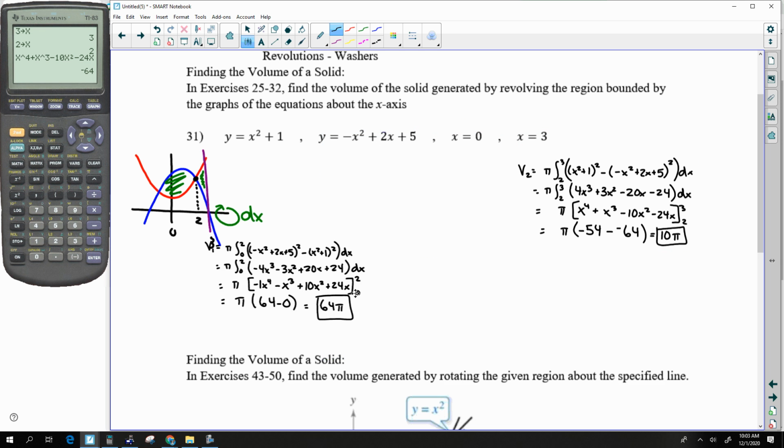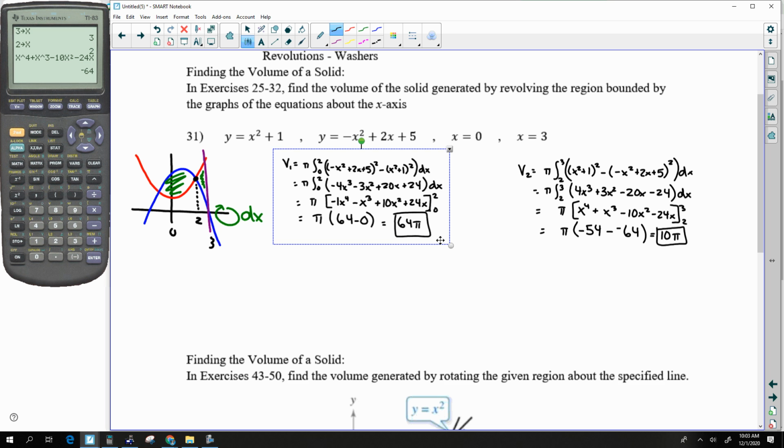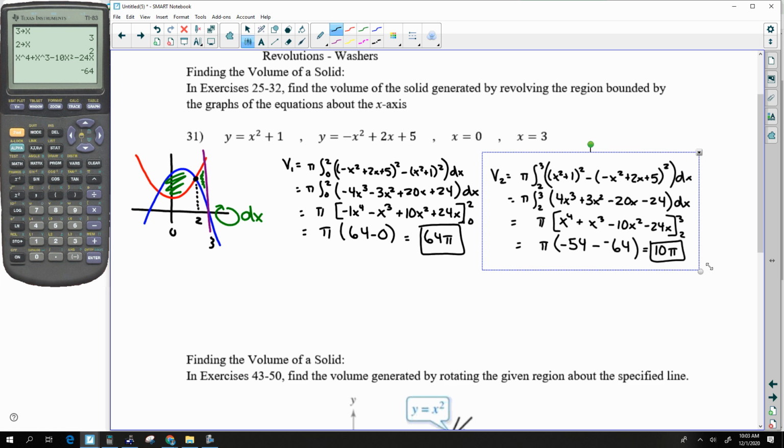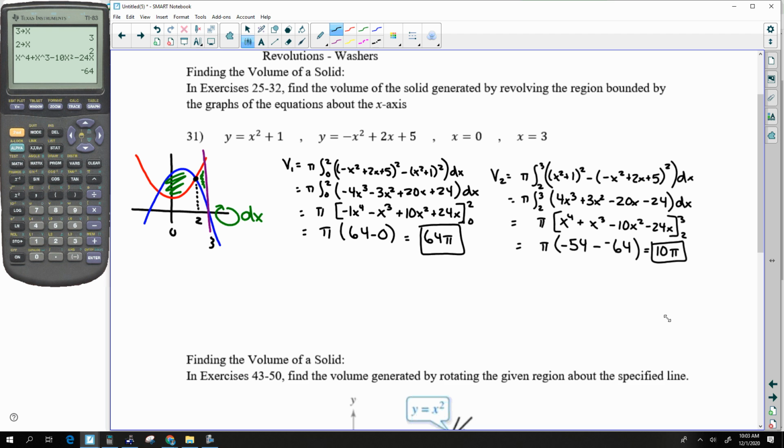Okay, so we have this volume left and volume right. So all that's left is to put these two volumes together. And so the volume in this situation is going to be 64 pi plus 10 pi. That's going to be 74 pi.